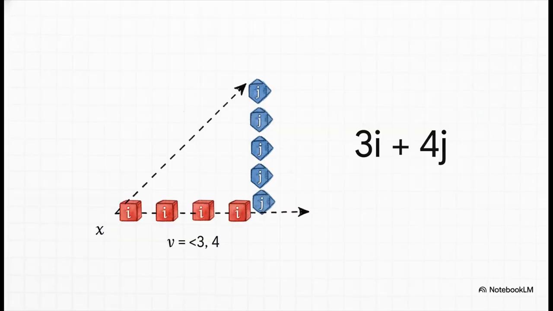And what's so cool is that with just these two, you can build any 2D vector you can possibly think of. For instance, a vector like (3, 4) is really just saying, take 3 of those i steps to the right and add 4 of those j steps up. So we can write it as 3i + 4j. It's just a clean, simple recipe for where to go.